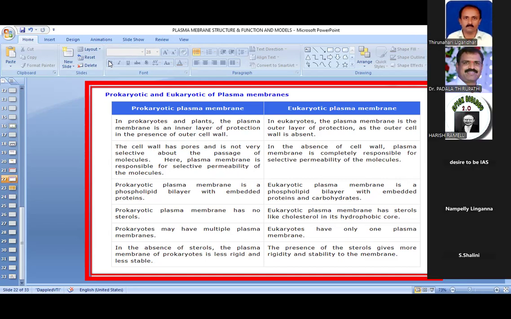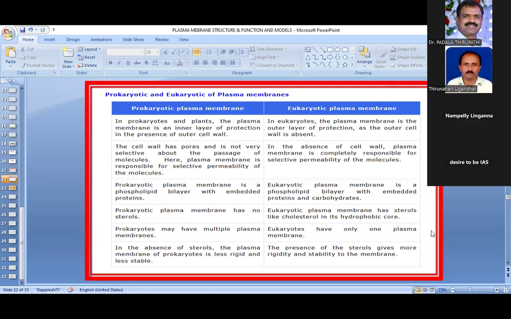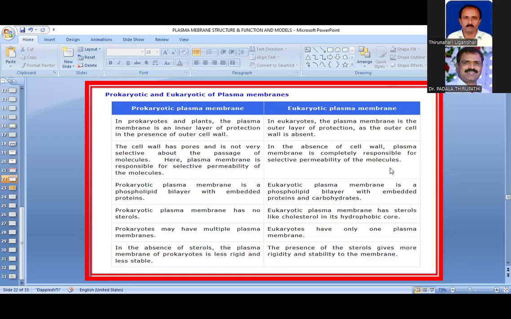Then third one: the prokaryotic plasma membrane is a phospholipid bilayer with embedded proteins. The eukaryotic plasma membrane is a phospholipid bilayer with embedded proteins and carbohydrates. That is the differentiation between prokaryotic and eukaryotic. The prokaryotic plasma membrane has no sterols, but the eukaryotic plasma membrane has sterols like cholesterol in the hydrophobic core.